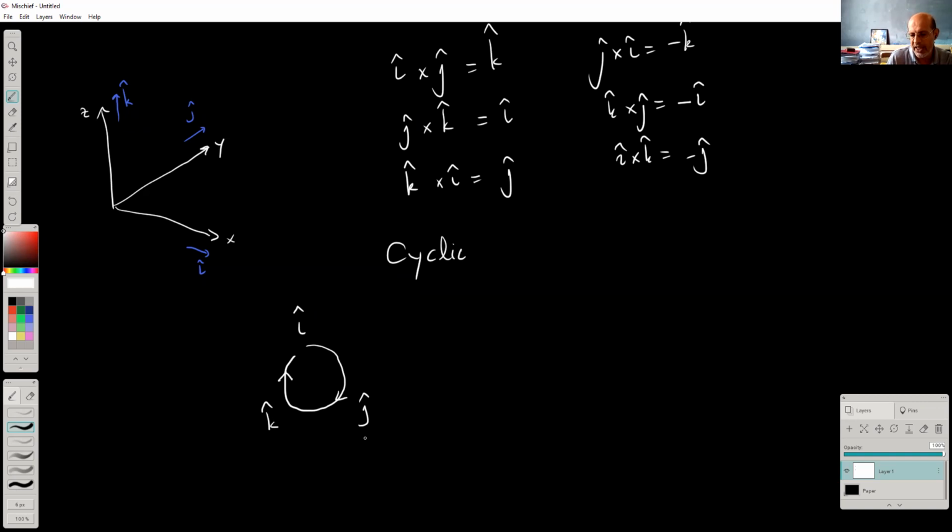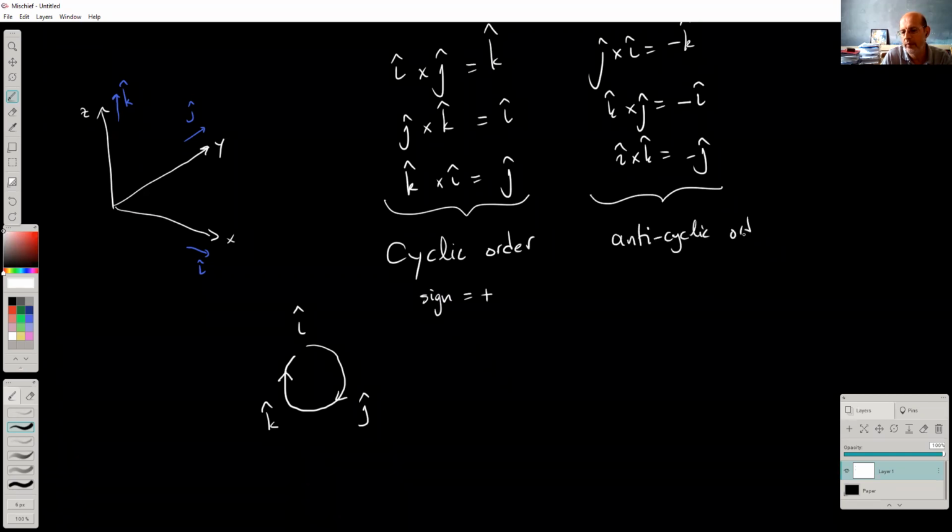Or you can start with J. JKI is also in cyclic order as well, right? It's in the correct cyclic order. So for the products in correct cyclic order, the sign is +1. Okay. These are products in anti-cyclic order, in which case the sign is -1. Sign is minus, right? Let me try to explain it like this. So that's an example.